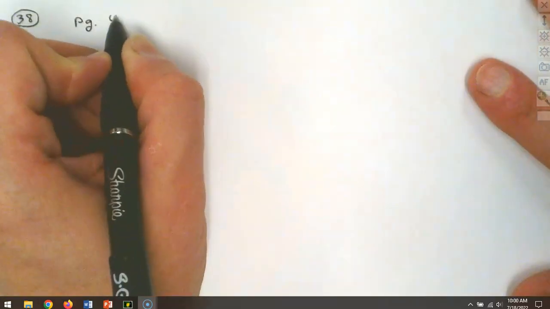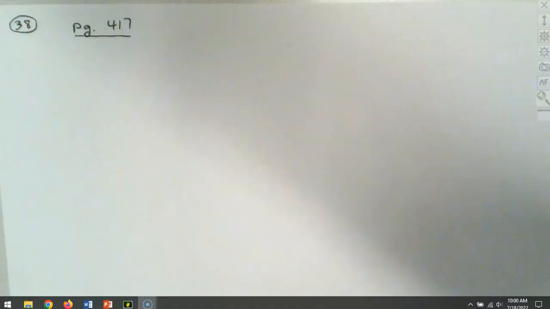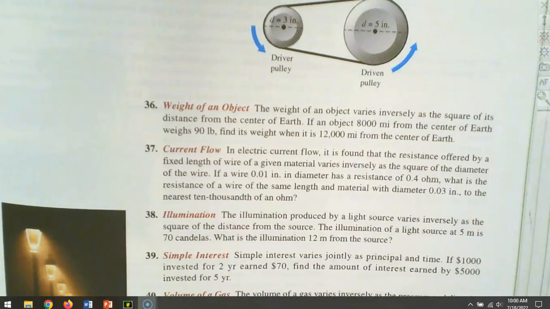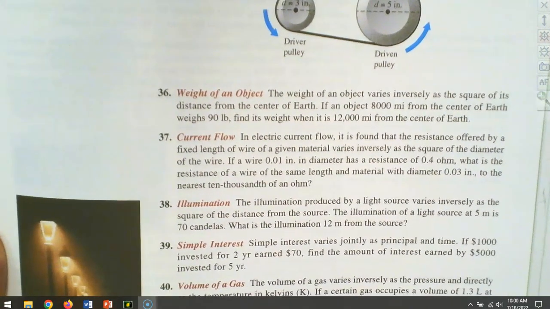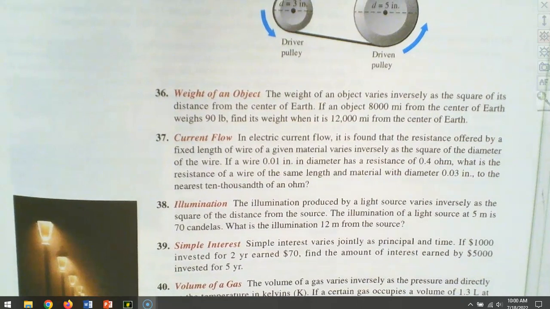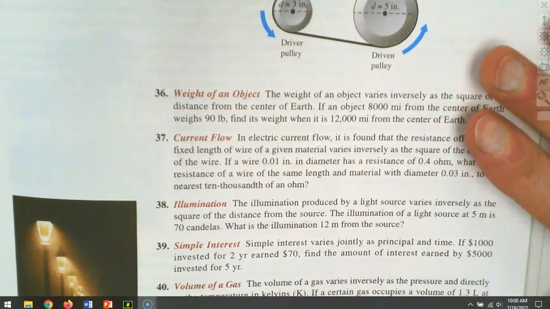We're going to look at question 38. Now, this is another inverse question, and this again is on page 417, but this one varies inversely to the square. So all we have to do is square. So let's look at question 38. And these are not bad to set up at all. They're much simpler than most of the applications that we've done. All you have to do is set up the formula, plug the values in. So question 38.